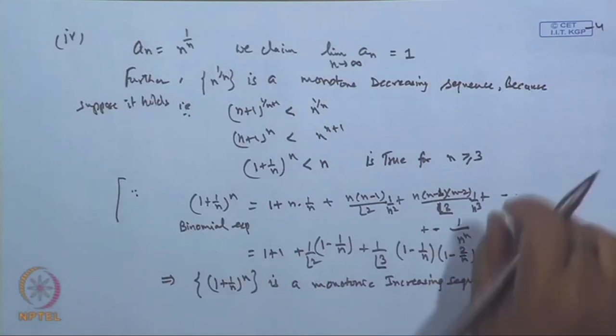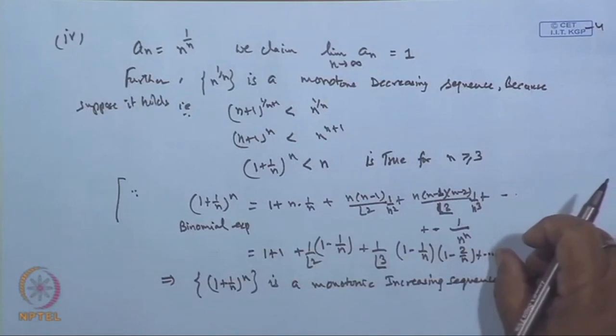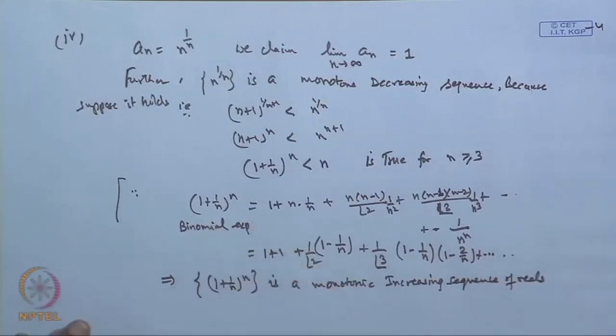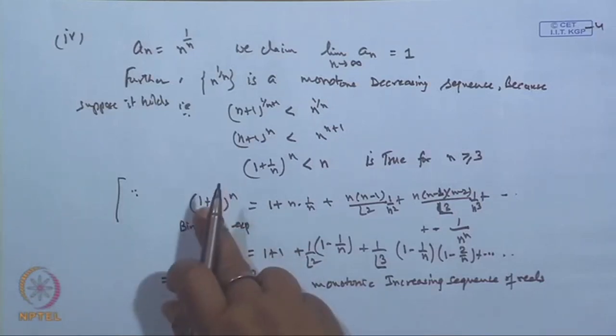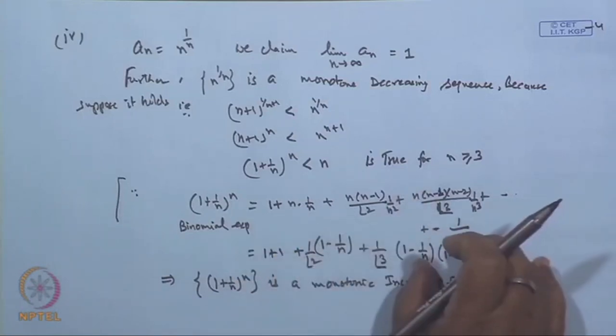Because when n increases, the terms increase here. And if this is positive, this is positive. So you are adding some positive terms here again. So it is a monotonic increasing sequence. Further, for all n, this is at least greater than 2, because these are positive things.